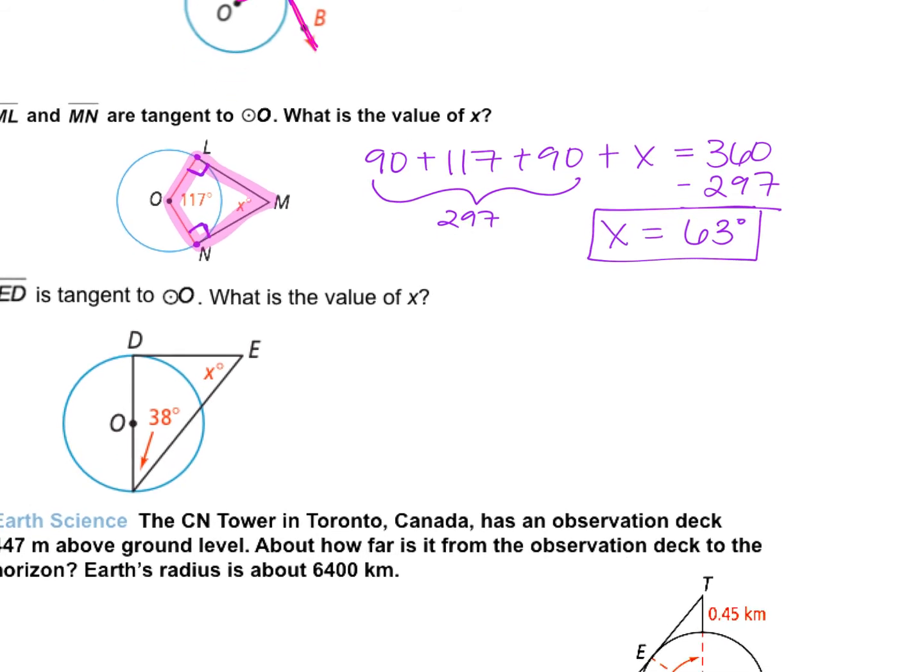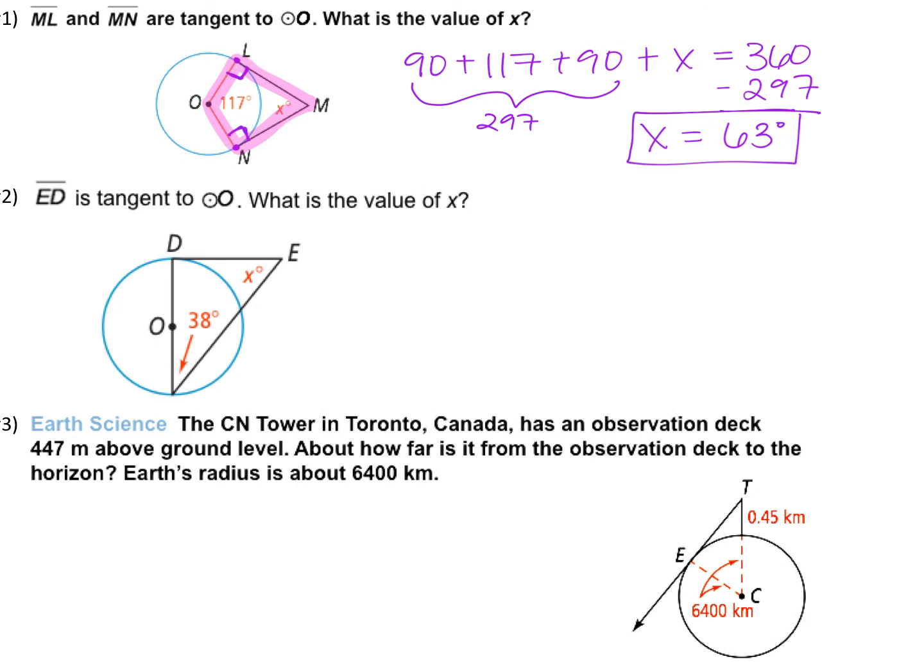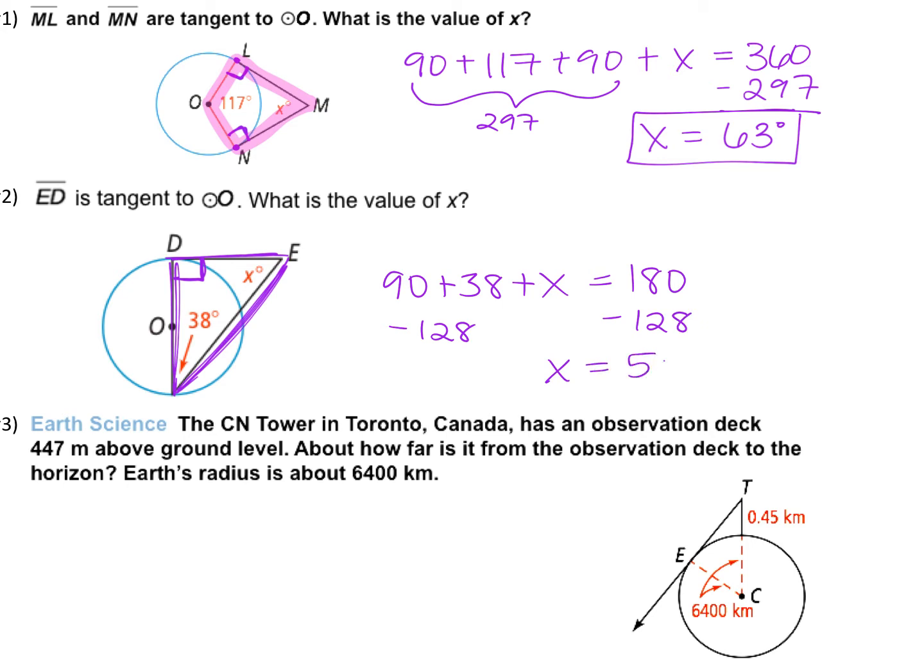Okay. Look at this next one. It says ED is tangent. Okay. What's the value of X? What do you do different on this one? It equals 180. Now you have a triangle. Okay, so pay attention to how many sides your figure has. You have a triangle. This one has to be 90. So 90 and 38 and X will add up to 180. So we're going to take away that 128 on both sides. And X is going to be 52 degrees.